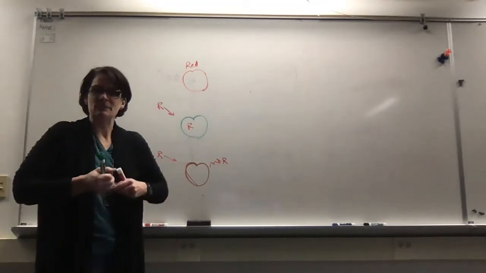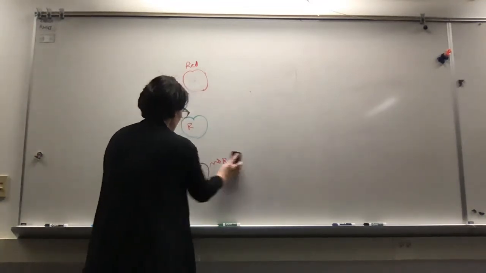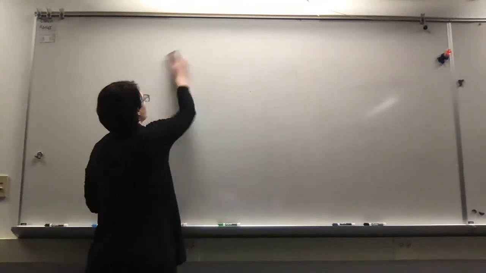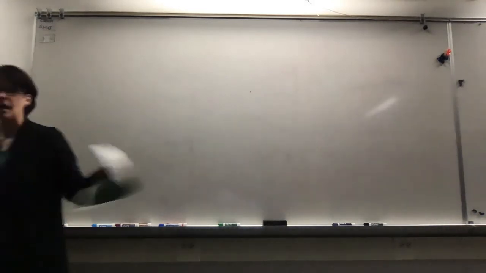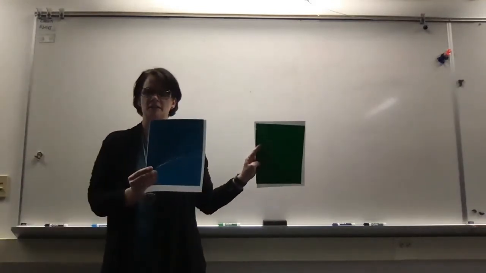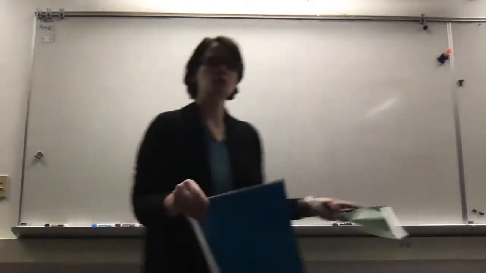So let's make some predictions and observe this in practice. We have two examples of this, and it'd be good to pause the video to make your prediction. So I have a green object, and it's just a sheet of paper. And I have a cyan object. Again, just a sheet of paper. And I'm going to put them under different lights. I'm going to put them under a magenta light, a blue light, and a cyan light.